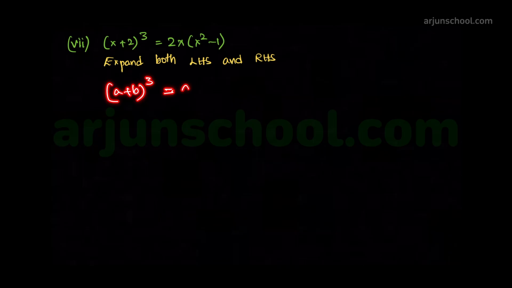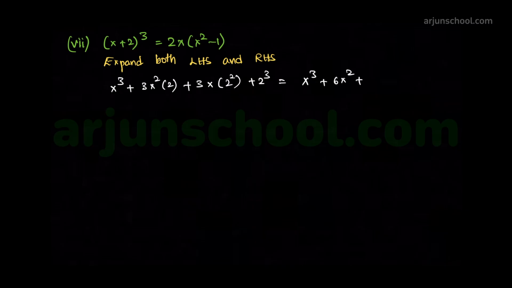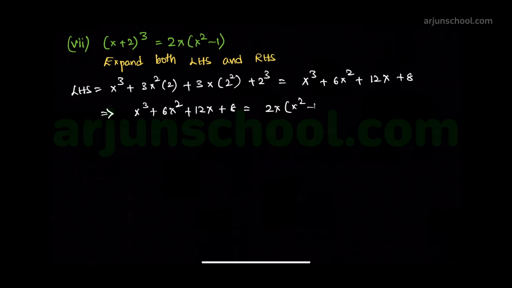Now the formula for (a plus b) whole cube is a cube plus 3a square b plus 3ab square plus b cube. Therefore, (x plus 2) whole cube becomes x cube plus 3 into x square into 2 plus 3 into x into 2 square plus 2 cube, which is equal to x cube plus 6x square plus 12x plus 8. X cube plus 6x square plus 12x plus 8 is equal to 2x into (x square minus 1).